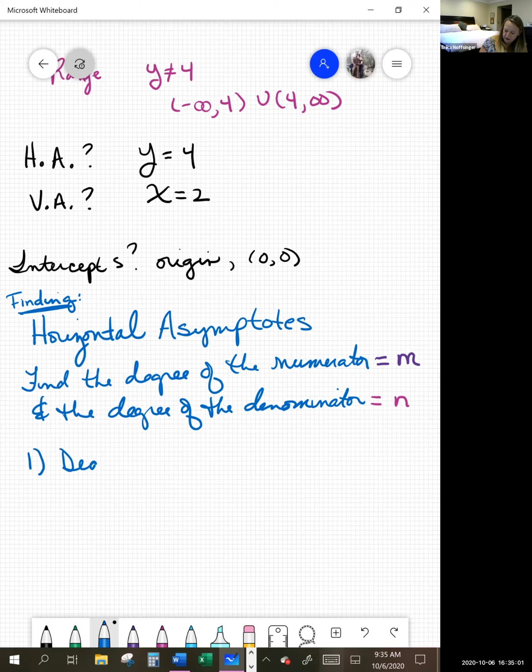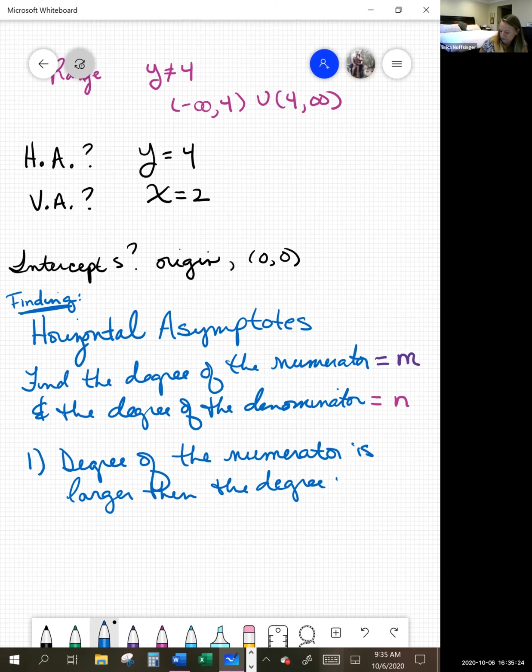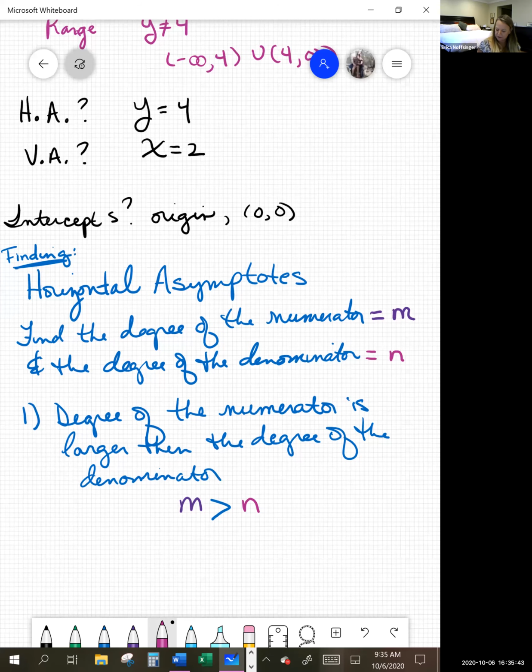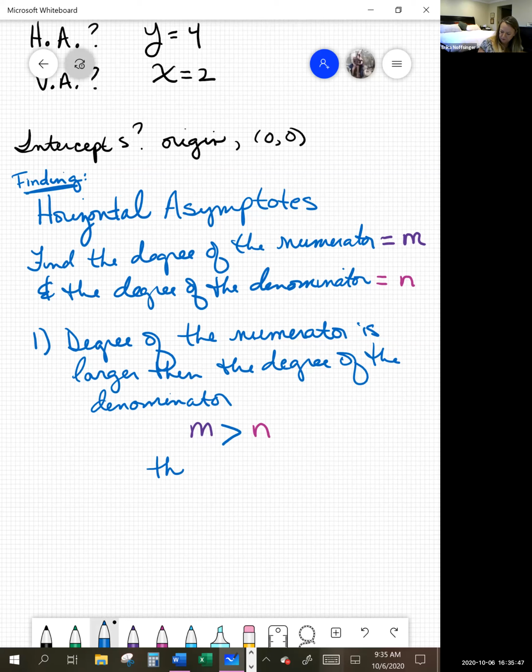So there's 3 different possibilities that can occur. If the degree of the numerator is larger than the degree of the denominator, so mathematically I can write m is greater than n, then there's no horizontal asymptote.